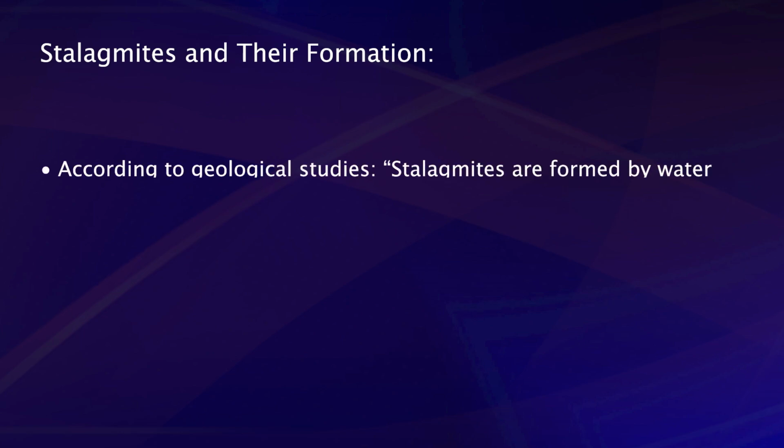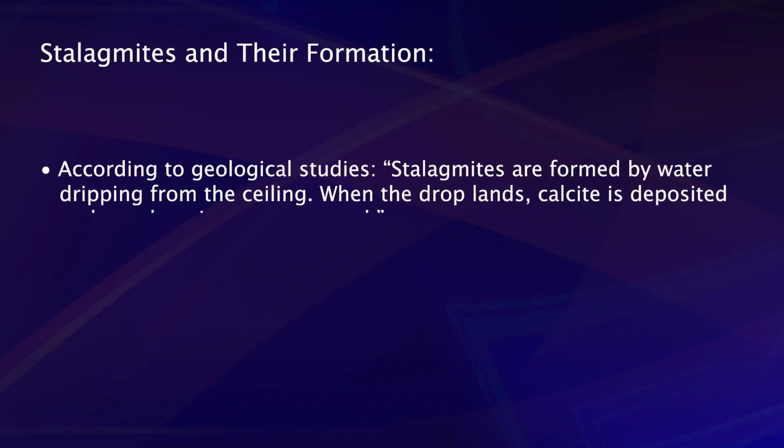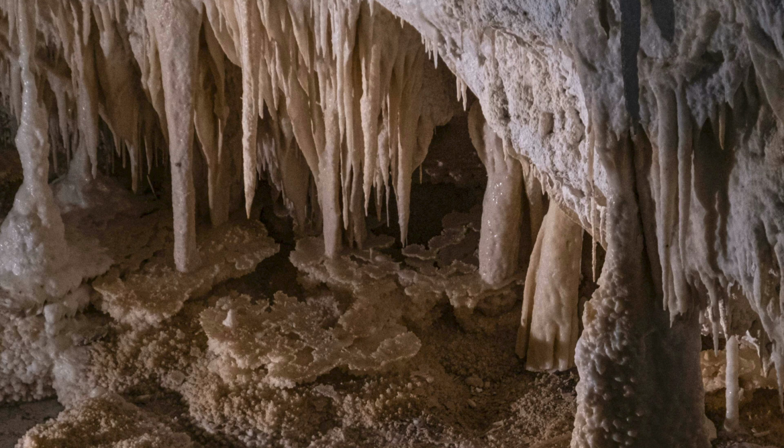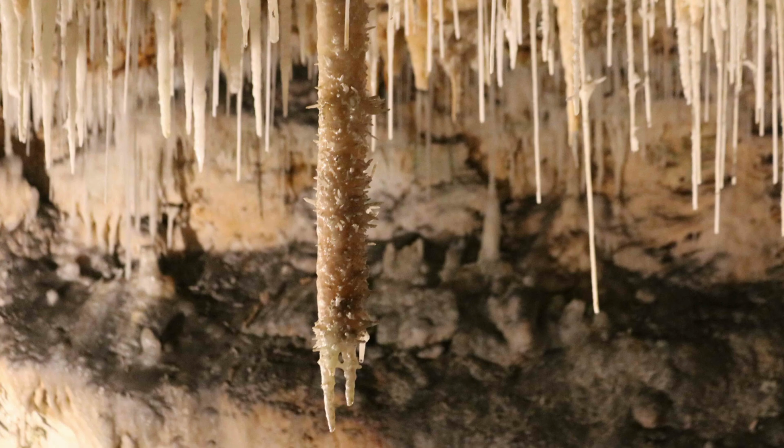According to geological studies, stalagmites are formed by water dripping from the ceiling. When the drop lands, calcite is deposited and a stalagmite grows upwards. The integration of mineral deposits and water dynamics underscores the interdependent relationship between geological processes and environment, especially the stunning aesthetics of the subterranean landscapes. Ultimately, stalagmites not only enhance the beauty of the caves, but they also serve as a significant indicator of the environmental history which is recorded in their layered formations.